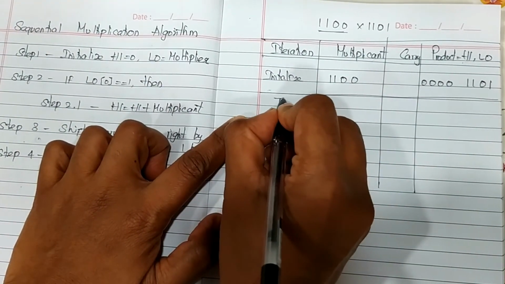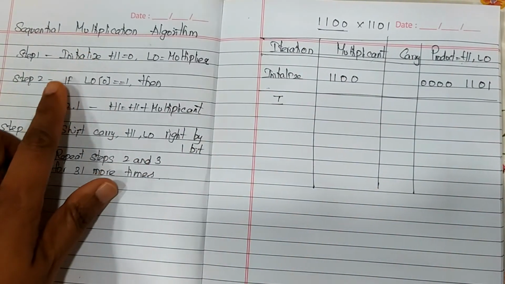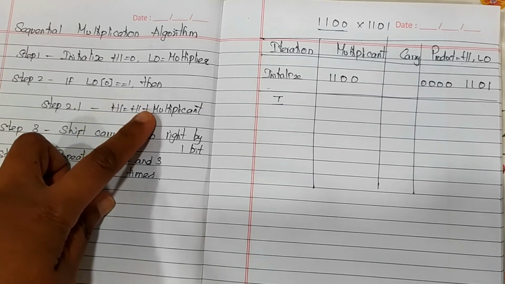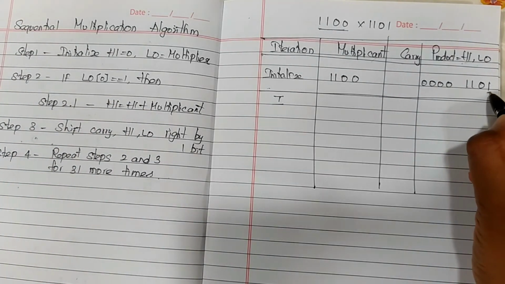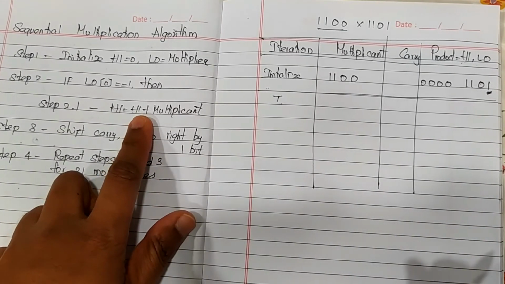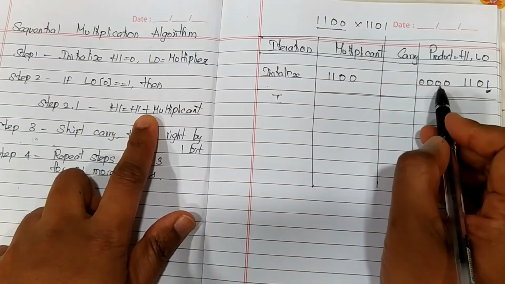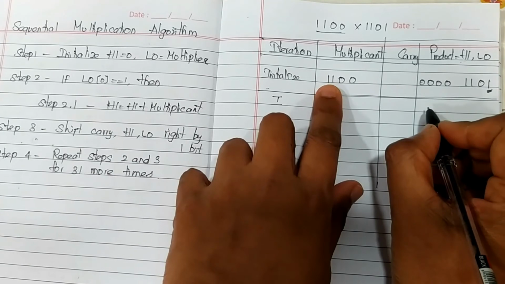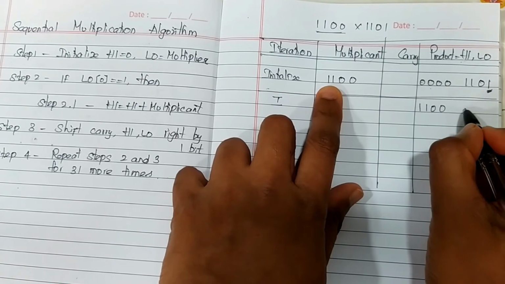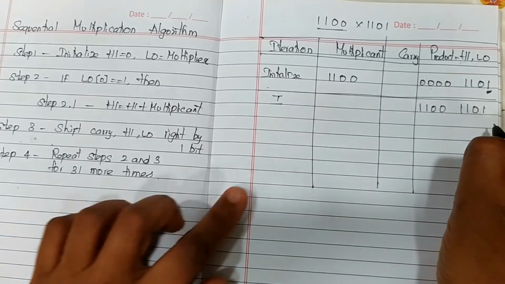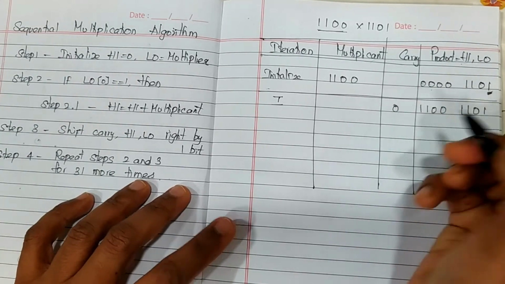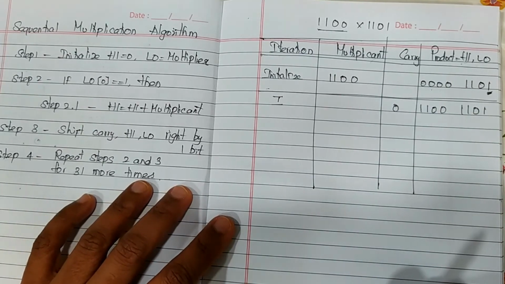Now I'm starting with the first iteration. Step 1 is over. So step 2, if the least significant bit of low is equal to 1, you will be adding. So which is the least significant bit of low? This one. Now it is 1. That means you need to add the multiplicand with high and put the result in the high. Multiplicand is 1100 with the high. So you will get the same value and keep the low as it is. And for the carry, I don't have any carry, so let it be 0.